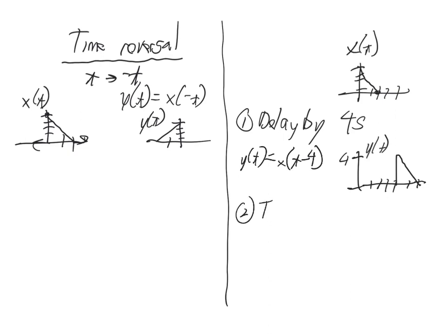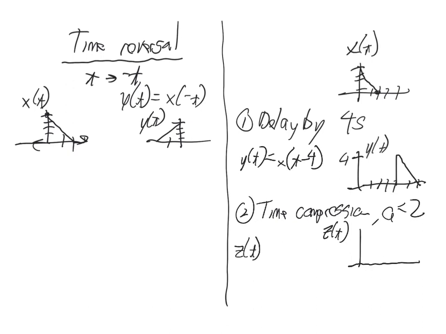So let's do that. And now let's do this. Let us do time compression by a factor of 2. So when I do time compression by a factor of 2, let's do it graphically first. We'll call this function z, because I've already used x and y. And what I do is I take the function y, and I'm going to compress it by a factor of 2. So z of t, I'm doing something to the intermediate step. So I take y here, I speed it up by 2.